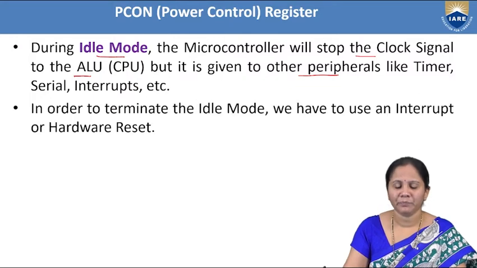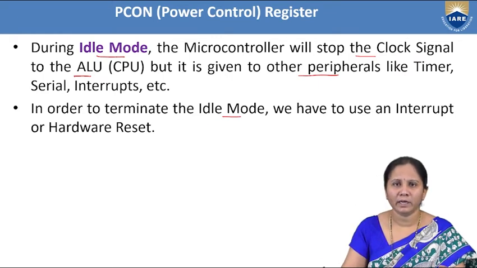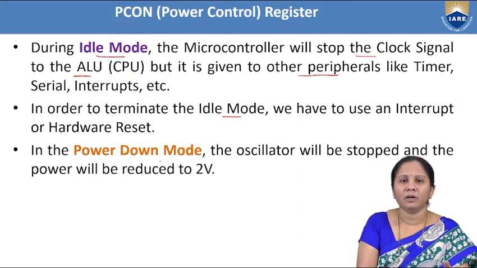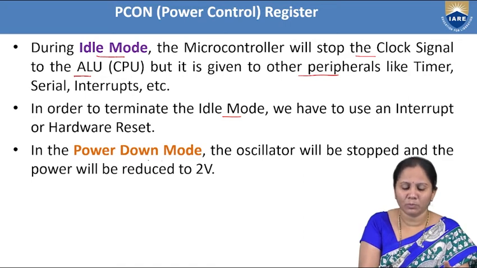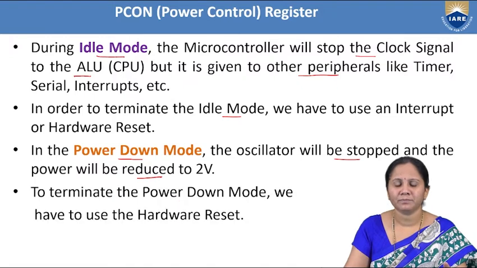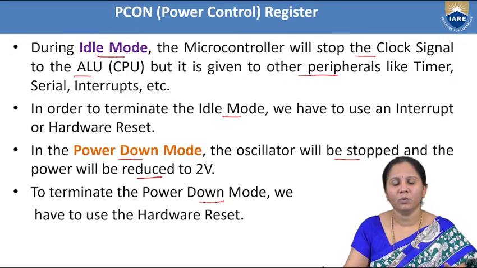The microcontroller stops the clock signal only for the ALU, whereas the remaining peripherals are provided the clock signal. To terminate idle mode, we have to use an interrupt, or it is also possible with a hardware reset. The other power mode is power down mode. In power down mode, the oscillator is stopped and the power is reduced to 2 volts. To terminate power down mode, only one technique is possible: a hardware reset.